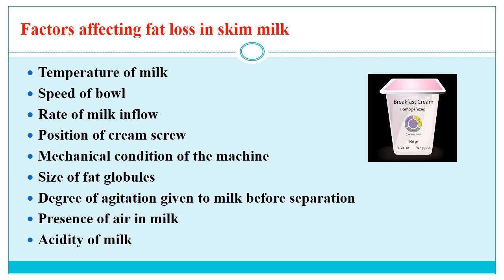If the temperature is more, the loss will be less. If the speed is more, loss will be less. If the rate of milk inflow is more, then the loss will be more. The position of cream screw, as I have mentioned, the in and out. If it is in, more efficient, more fat in cream, so less loss in the skim milk. Mechanical condition of the machine, size of fat globules, degree of agitation given to milk before separation, presence of air in milk, and acidity of milk. These are the factors which determine the fat loss in skim milk.